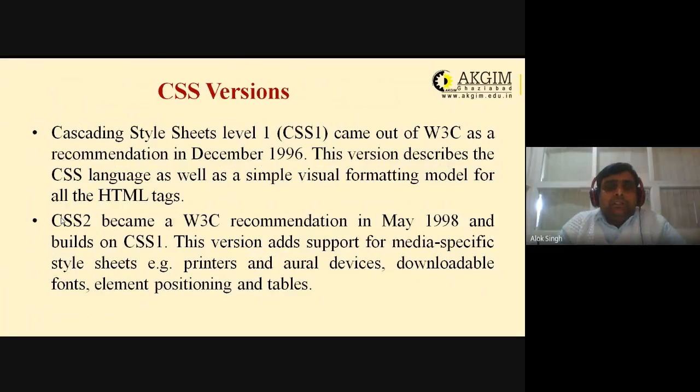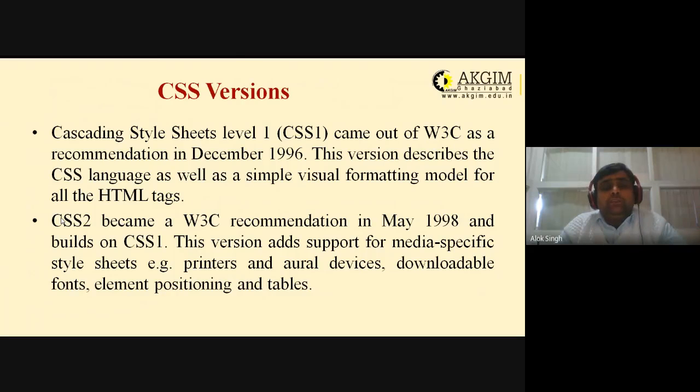Next, the various CSS versions. As you have gone through the various versions of HTML, similarly there are two versions of CSS. CSS1, meaning Cascading Style Sheets level 1, came out of the W3C as a recommendation in December 1996. This version describes the CSS language as well as a simple visual formatting model for all HTML tags.